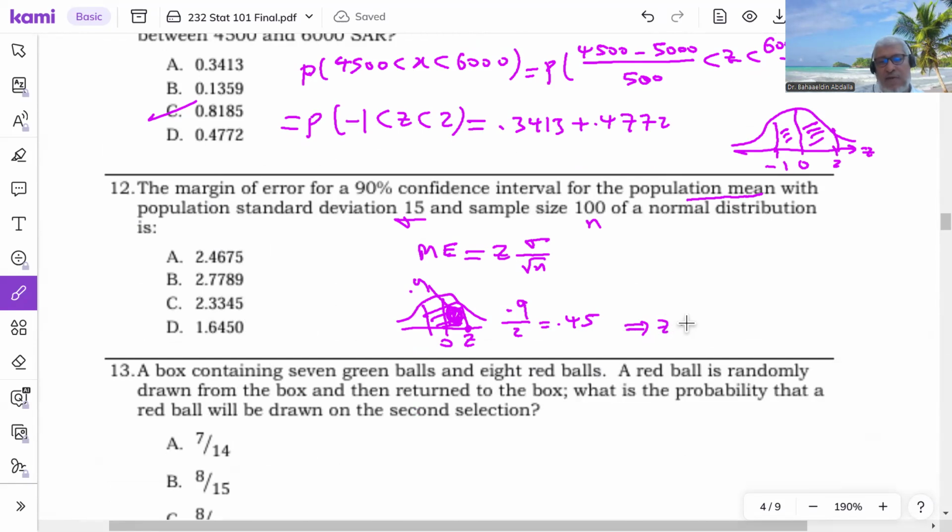The critical value is 1.645. So this is 1.645 times sigma, which is 15, over square root of 100, which is 10. If you multiply these two, you will find that the answer is 2.4675. So the correct answer is part A.